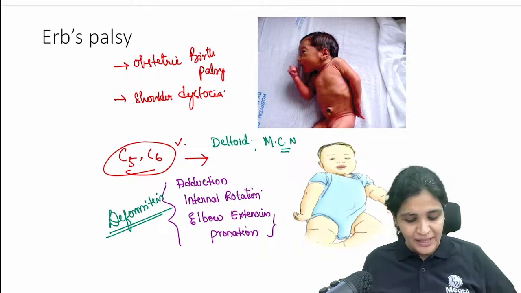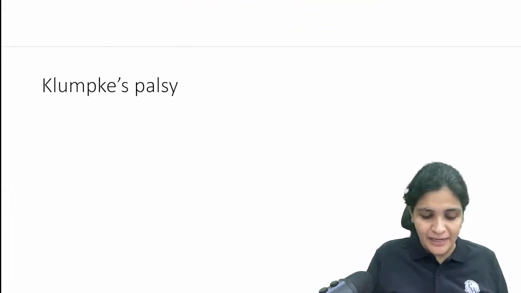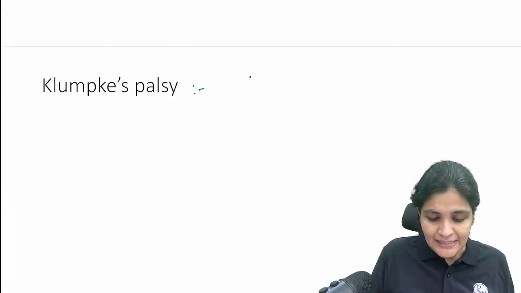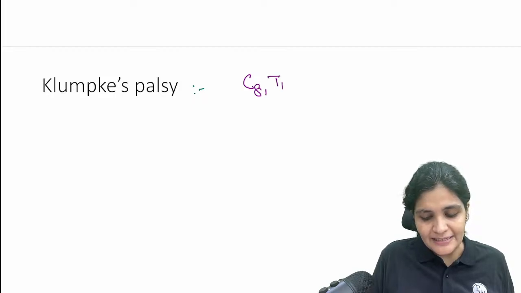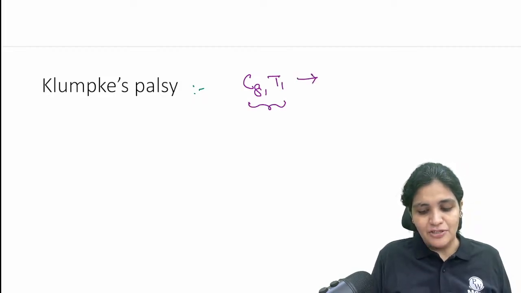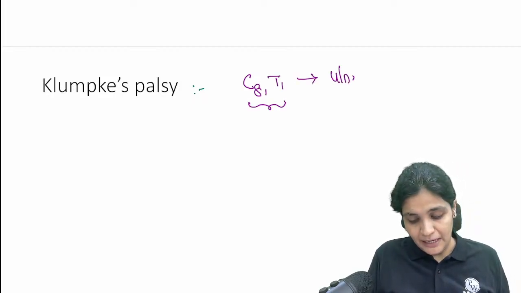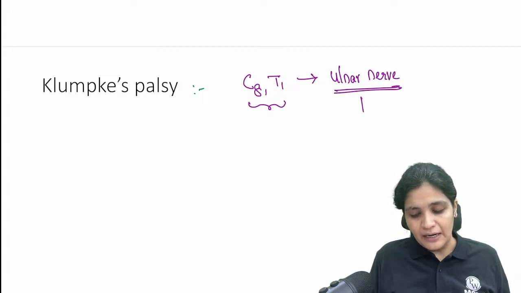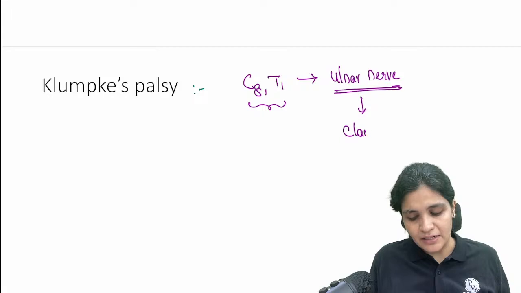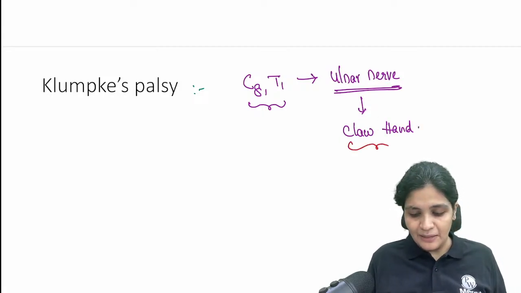That's it. Okay. And then Klumpke's palsy. Klumpke's palsy we have already discussed. It is lower trunk, so C8 and T1. Whenever there is damage to C8, primarily the ulnar nerve is involved, right? So this ulnar nerve damage will result in what? It results in claw hand. So what is a claw hand? Can you describe what is a claw hand?